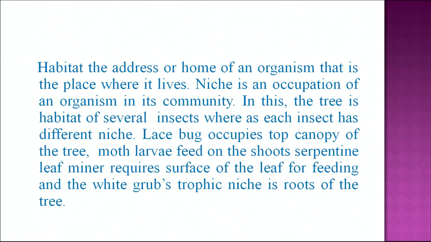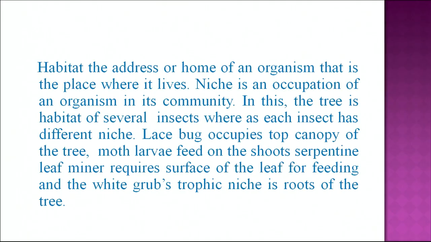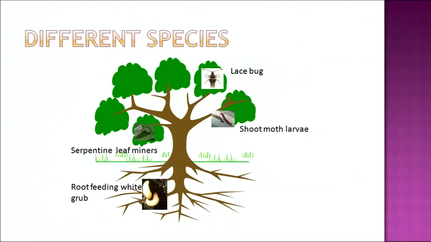Habitat, the address or home of an organism, that is the place where it lives. Niche is an occupation of an organism in the community. In this, the tree is habitat of several insects, whereas each insect has a different niche. Lacebug occupies top canopy of the tree. Moth larvae feed on the shoots. Serpentine leaf miners require surface of the leaf for feeding, and the white grubs' niche is roots of the tree. In this slide, you can see different niches for different organisms on the same tree.